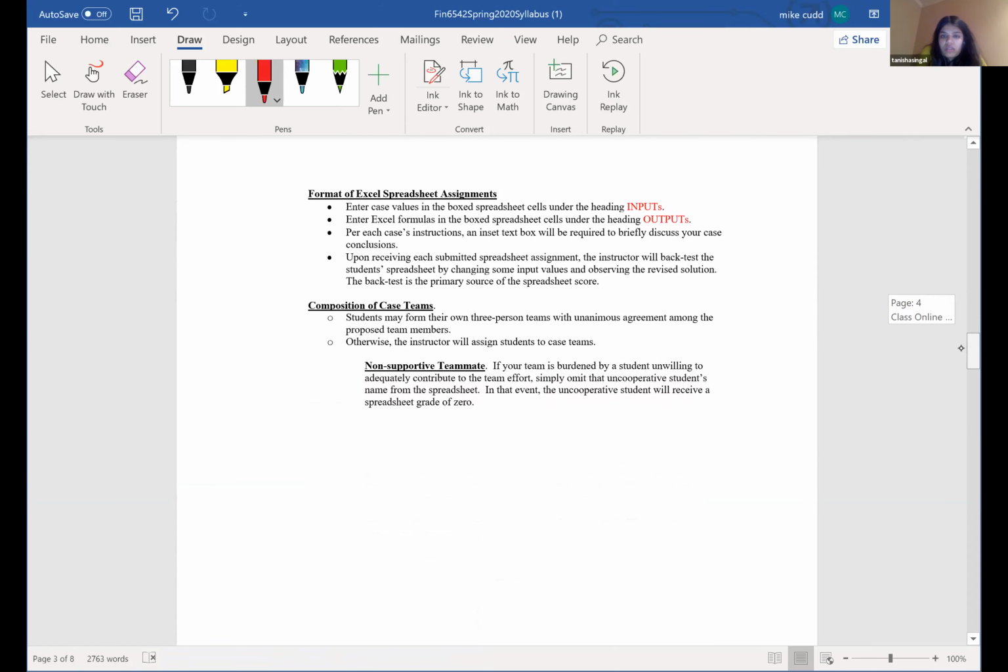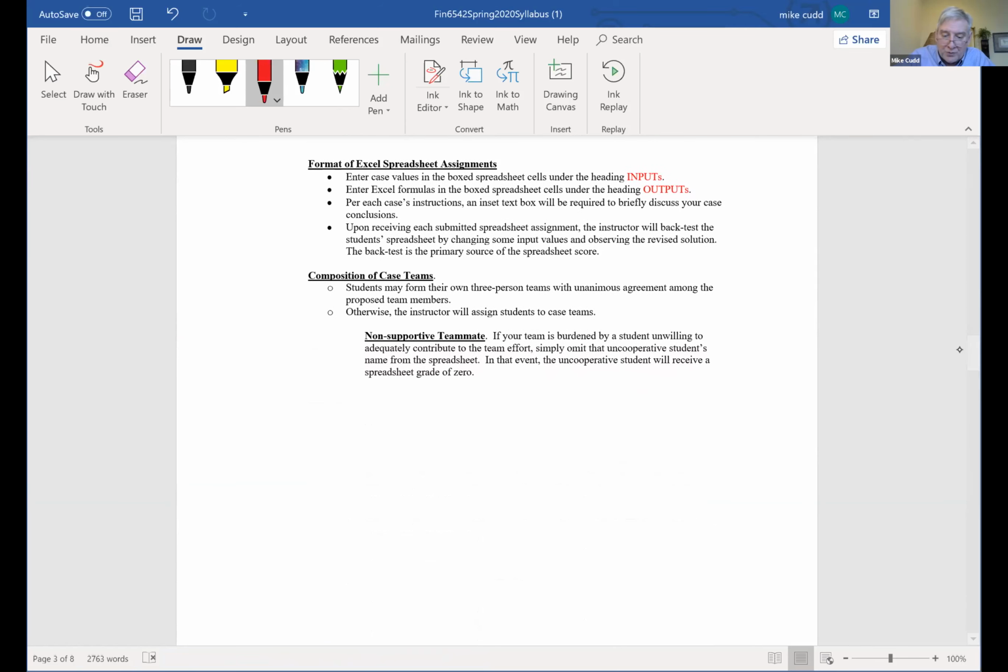And I give you a format to follow. As you'll notice, there will be a section that says inputs, where you put values, constants. In the output section, you put Excel formulas.